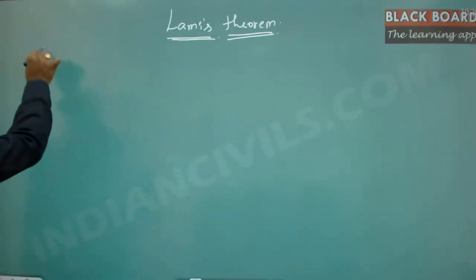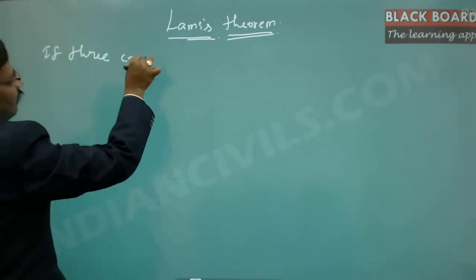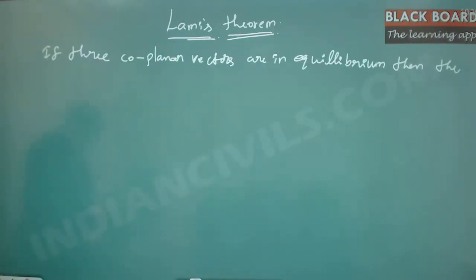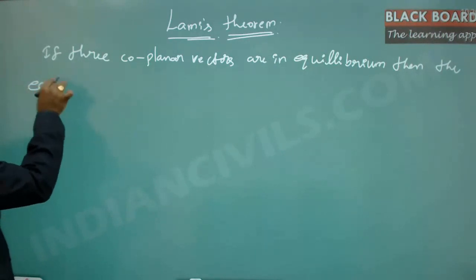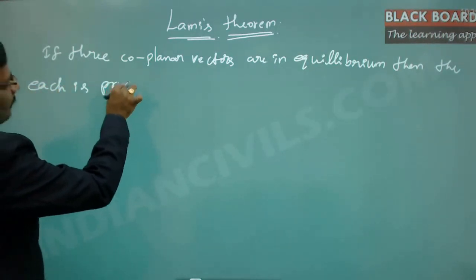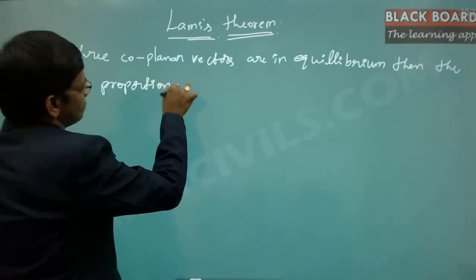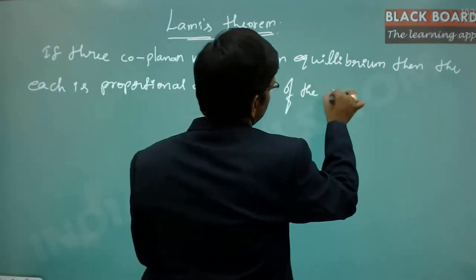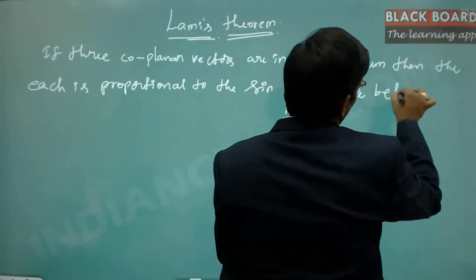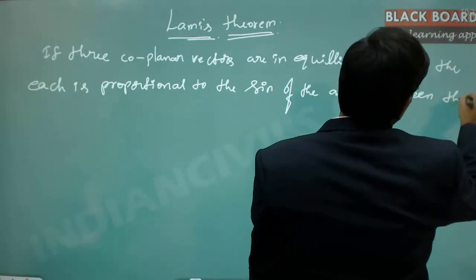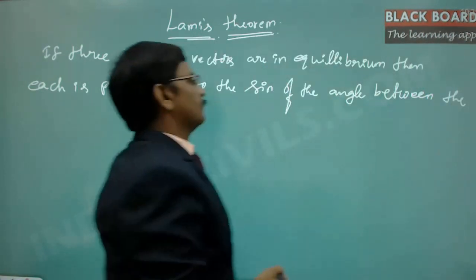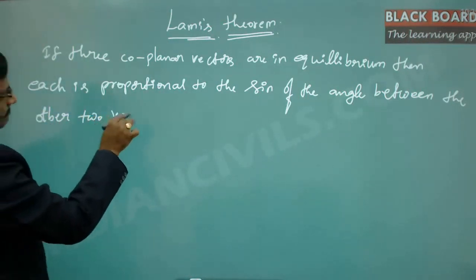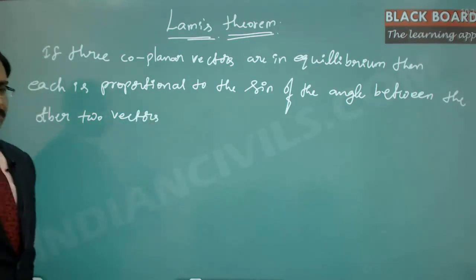So, if three coplanar vectors are in equilibrium, then each is proportional to the sine of the angle between the other two vectors. So this is the essential thing.